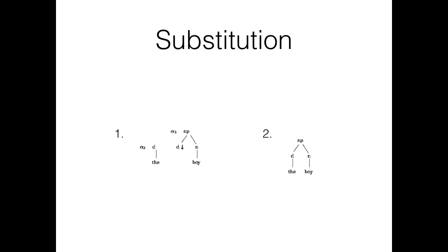Here we can see a simple example of substitution. In figure 1, we have initial trees alpha 2 and alpha 3. In figure 2, we have the result of the substitution where the D node in alpha 3 is substituted by alpha 2.